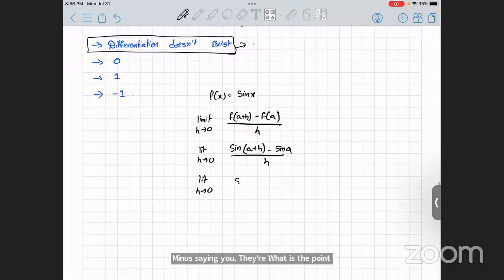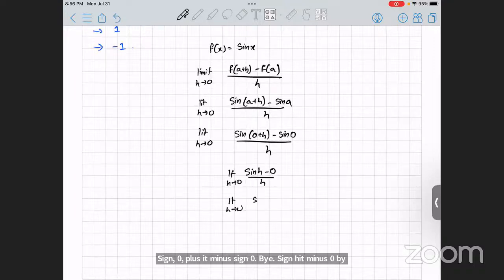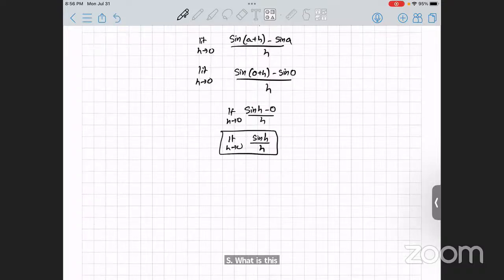Sin of 0 plus h minus sin 0 by h, which is sin h minus 0 by h, limit h tends to 0. Sin h by h, what is this? 1. Yes, 1 is the answer. Clear, everyone? h tends to 0, not a. This is h, not a.